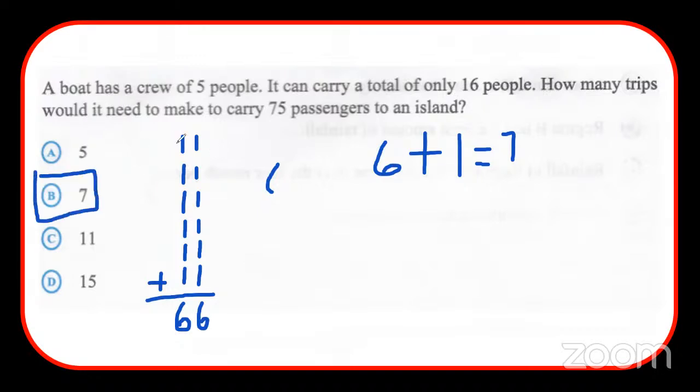And if you follow this explanation here, because 11 plus the 5 crew members is 16 each time, it means that only 11 of the passengers we can bring over on each trip. And if we bring over 11 and then 11 and 11 and so on again, we will end up with 66 people going over on 6 trips of 11. But there are more people left, like 9 more people left to give us 75 passengers. So the crew will have to go back for that 9, which will total it to 7 trips.